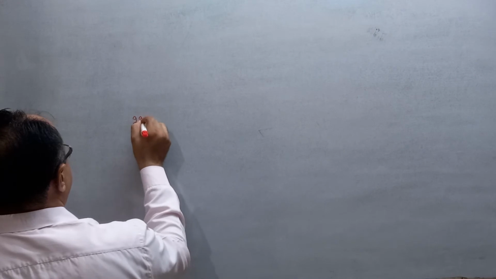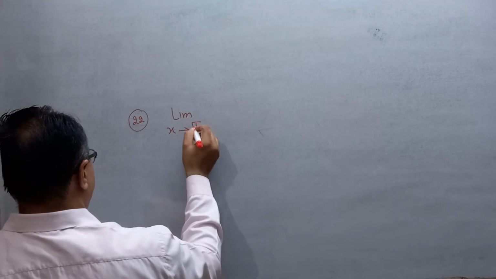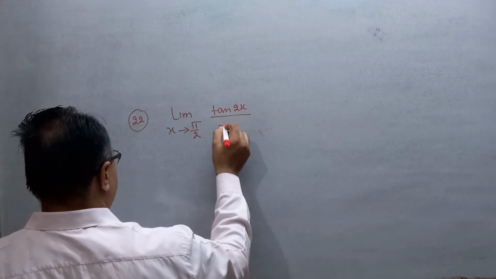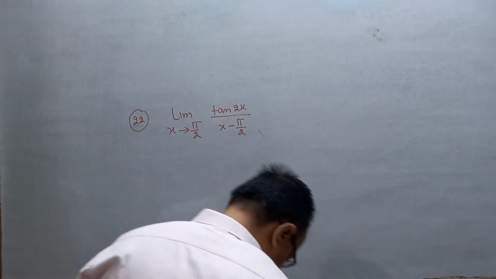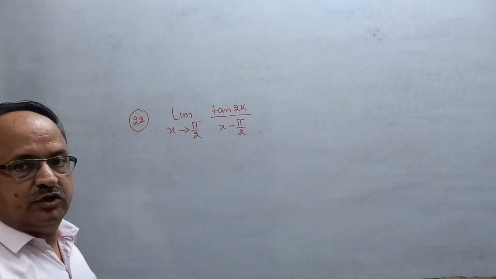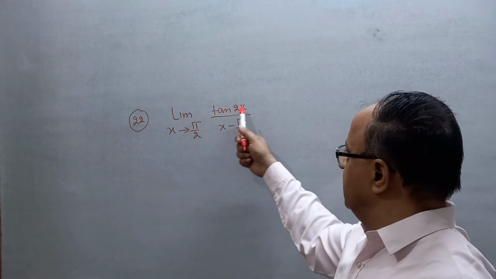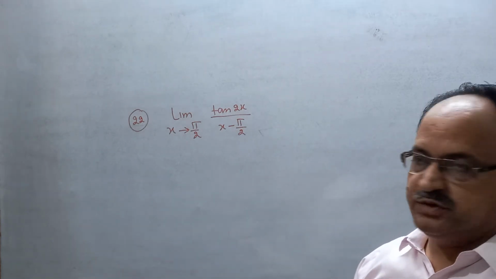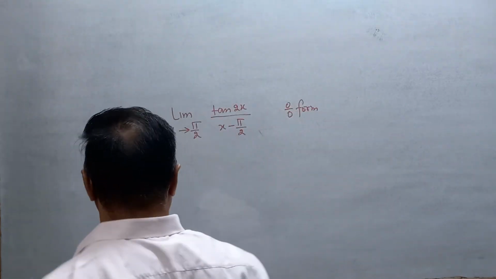And our next, question 22. Limit x approaches pi by 2, tan 2x upon (x minus pi by 2). You know that when you apply direct limit, it becomes 0 by 0 form. When you put x as pi by 2, tan pi is 0, and pi by 2 minus pi by 2 is 0. It means 0 by 0 form. Now in this question apply the h method.